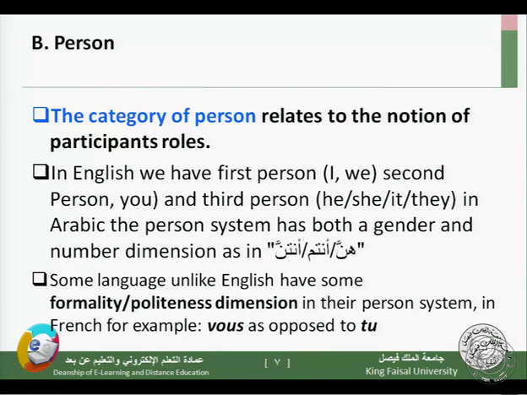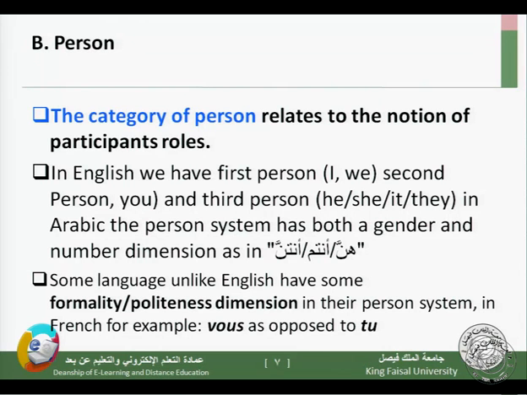Some languages, like French, the dimension of formality and politeness plays a role in translating. You need to be careful. If you know French and you want to translate from French into English, or from French into Arabic, or from Arabic into French, really you need to think of this dimension as well.